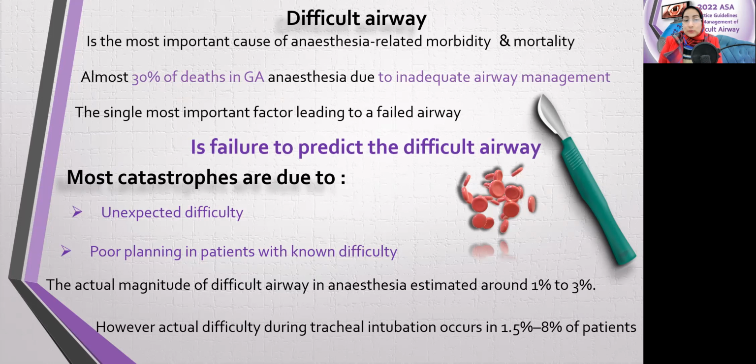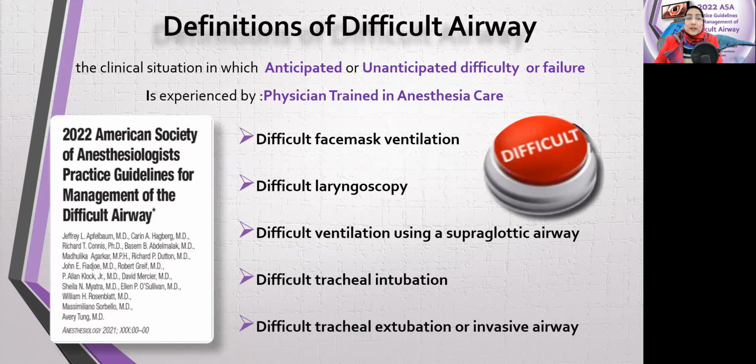The actual magnitude of difficult airway in anesthesia is estimated at around 1% to 3%. However, actual difficulty during tracheal intubation occurs in 1.5% to 8% of patients. The American Society of Anesthesiologists 2022 defined difficult airway as the clinical situation in which anticipated or unanticipated difficulty or failure is experienced by a physician trained in anesthesia care.